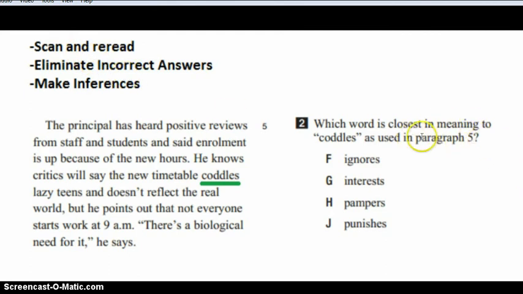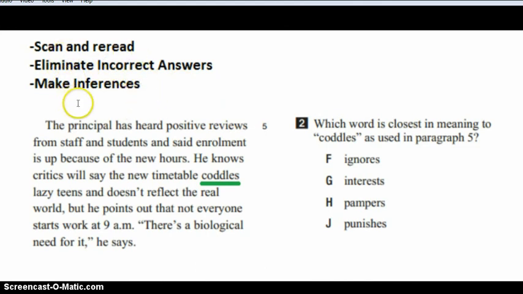And not just where the word is used in paragraph 5, right? But you should actually kind of go back and see what other language is used around or in the entire paragraph. So that's the first thing I can do. I can also eliminate incorrect answers. So I might look at all the answers and decide right away, just kind of look at them and decide if any one of them doesn't work, doesn't make sense. And so if I look at them, I look at ignores, interests, pampers, and punishes. I have to come back and think about that.